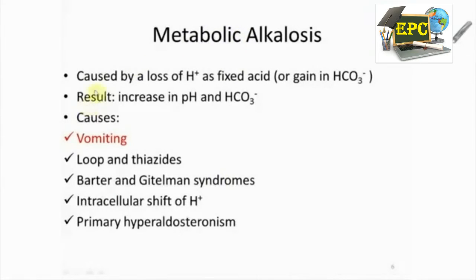Now metabolic alkalosis is caused by a loss of hydrogen ions as fixed acid, or a gain in bicarbonate. So the cause in metabolic processes is either hydrogen ion problems or bicarbonate. The result is an increase in pH and bicarbonate. Vomiting: why did I put this in red? Because vomiting will give us metabolic alkalosis. However, diarrhea will give us metabolic acidosis. Put that in mind. And here are the rest of the causes of metabolic alkalosis.